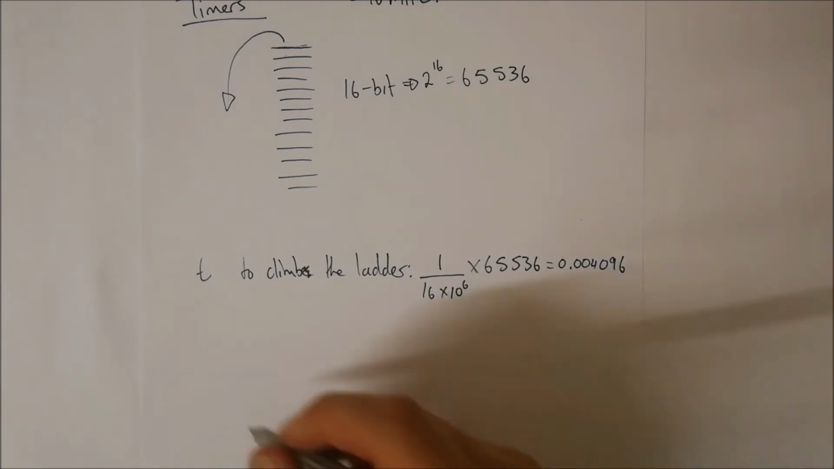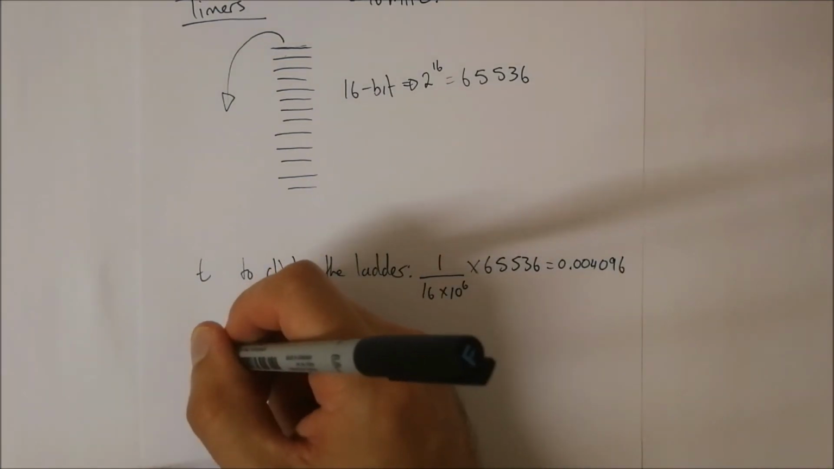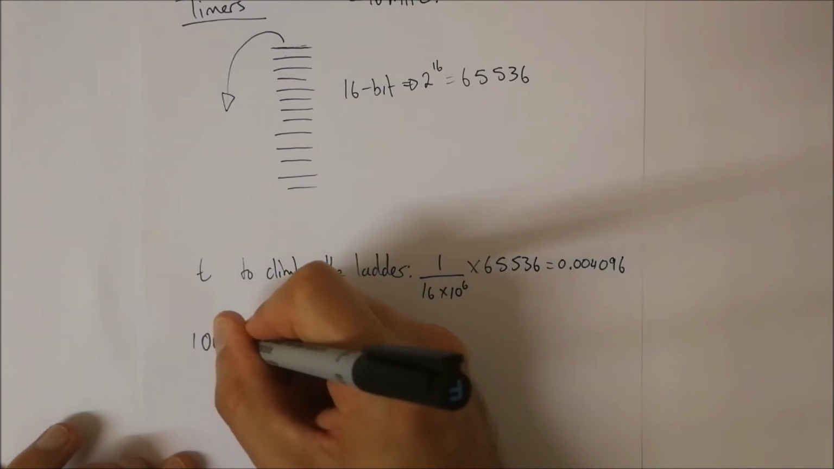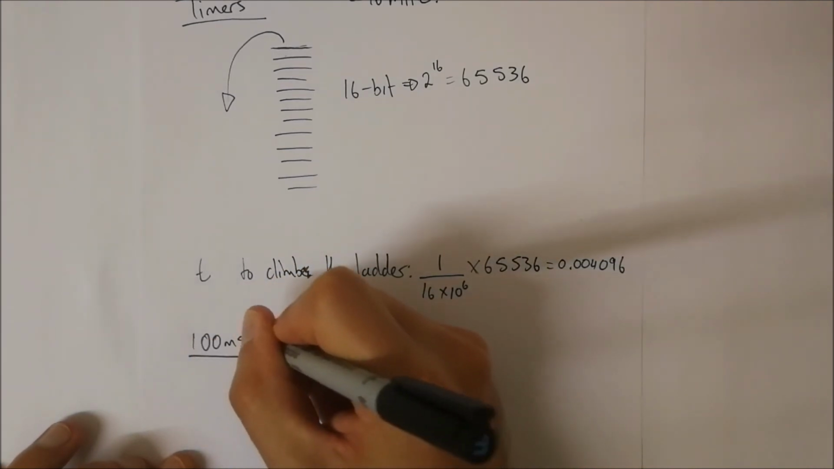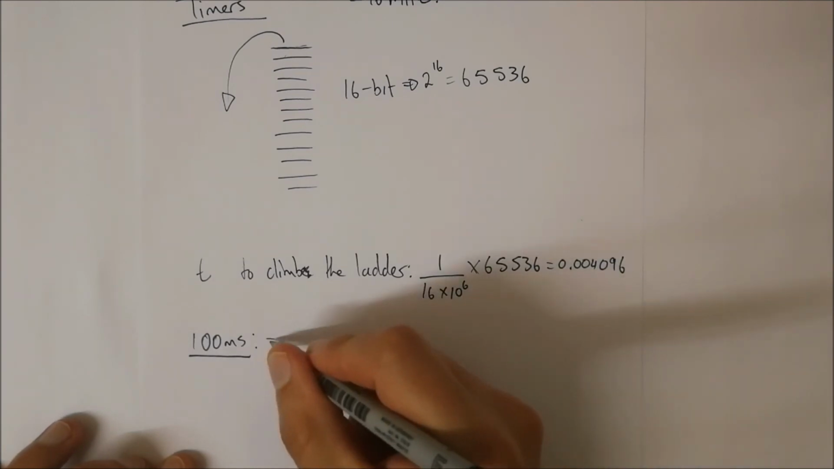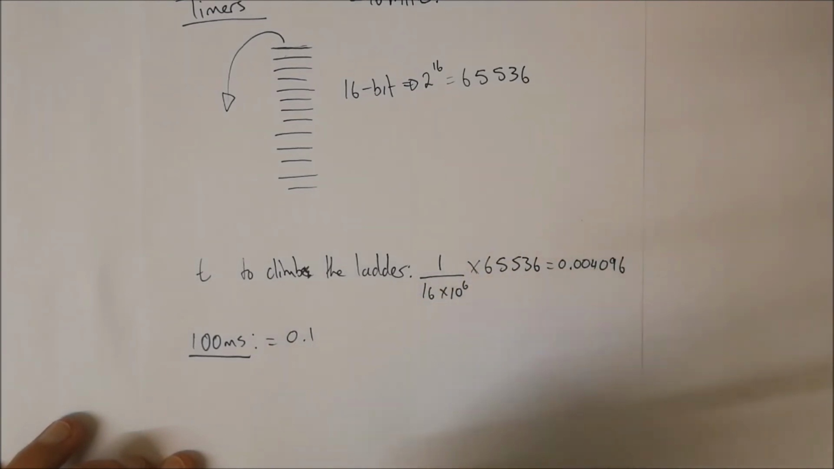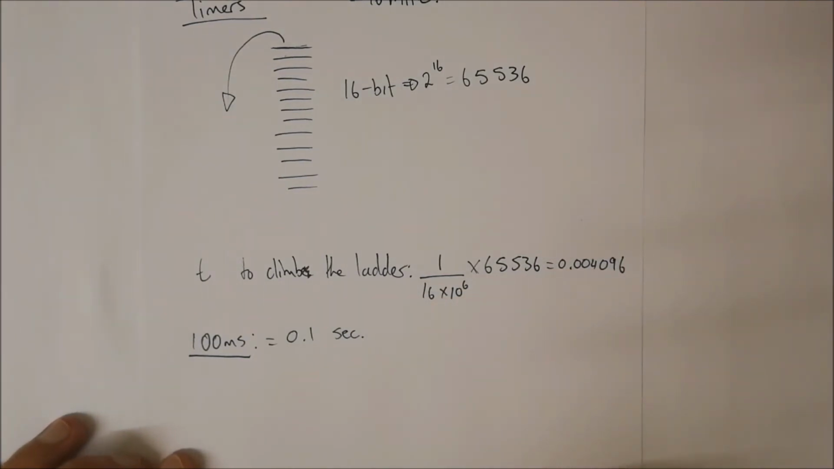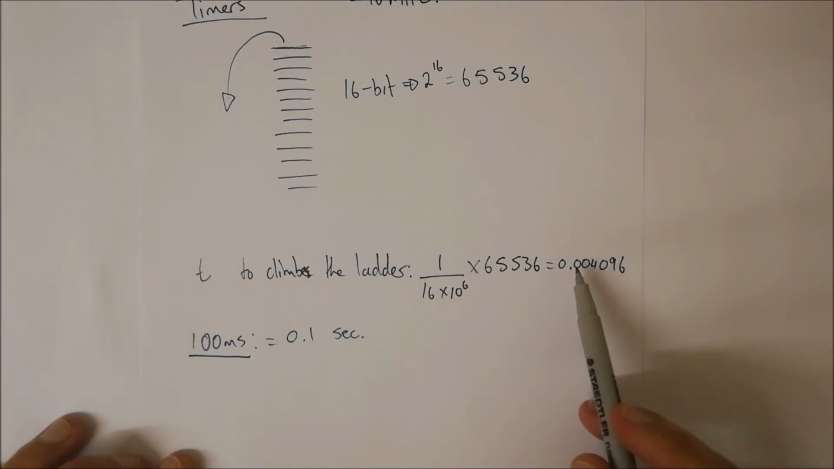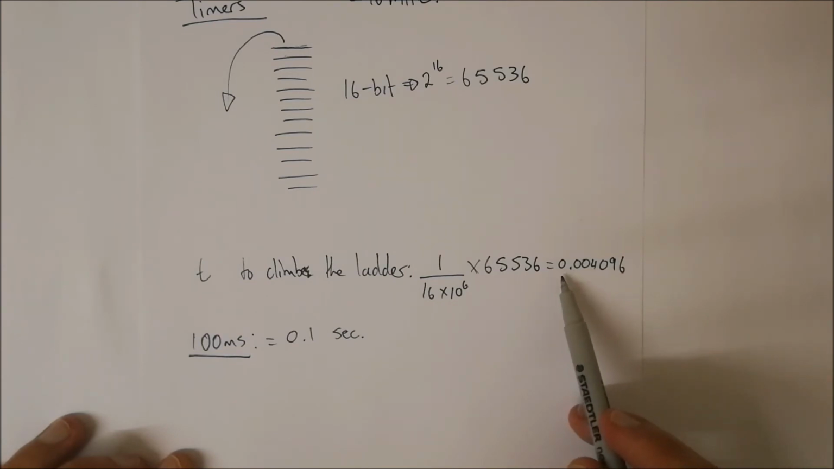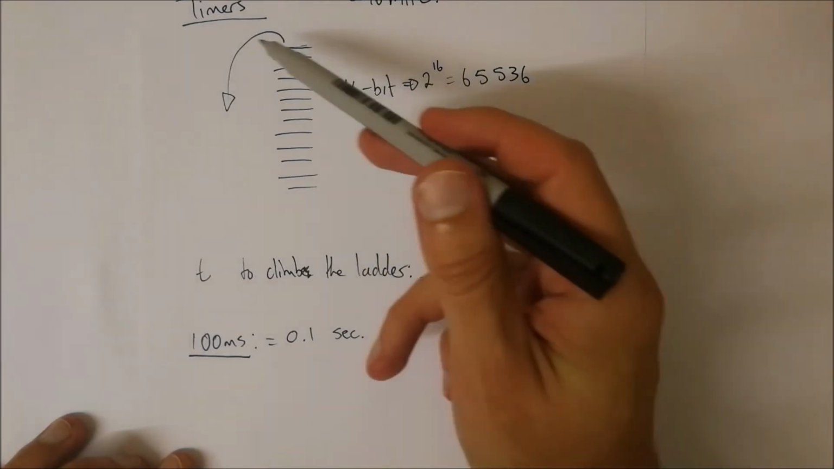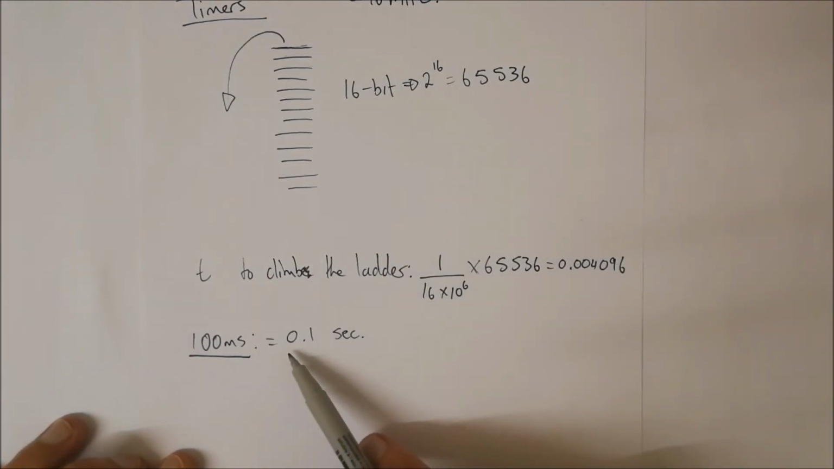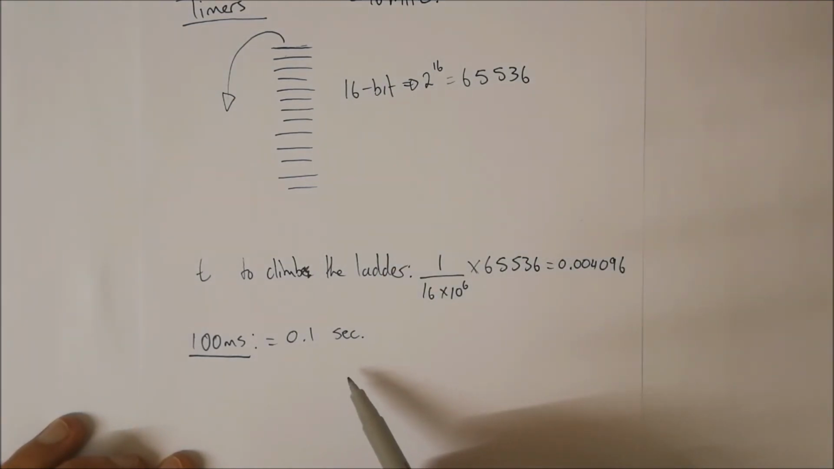That would be around about 10 times a second that it will be doing a check in terms of the speed. So 100 milliseconds is what we're going to be looking at. That's equal to 0.1 seconds. So how many times are we going to fall off this ladder in 0.1 second?